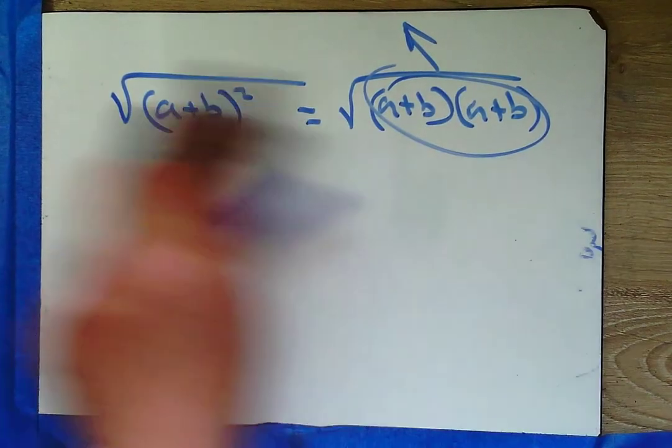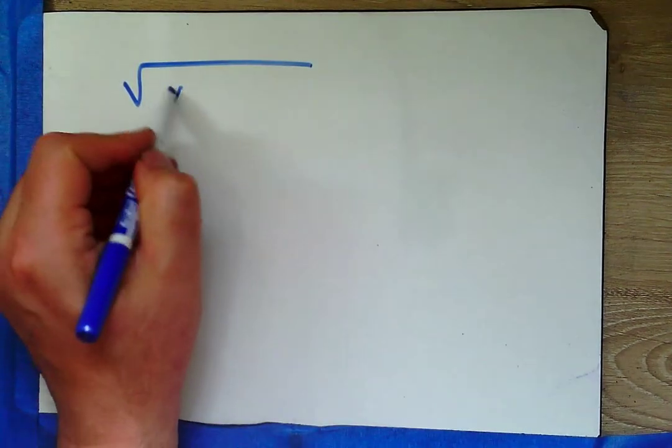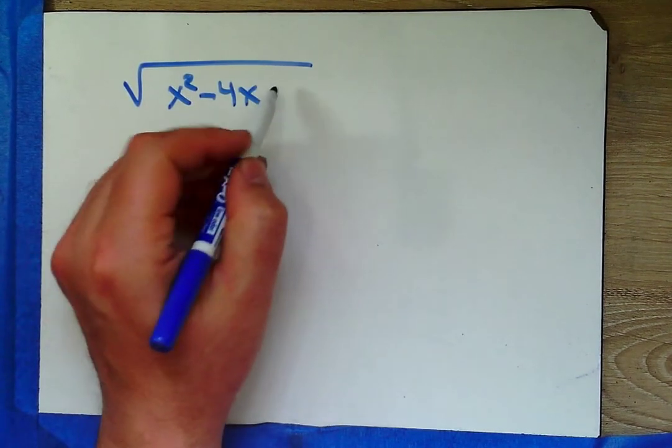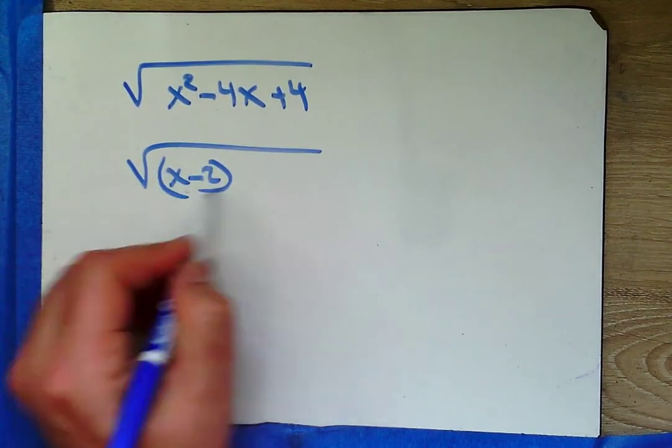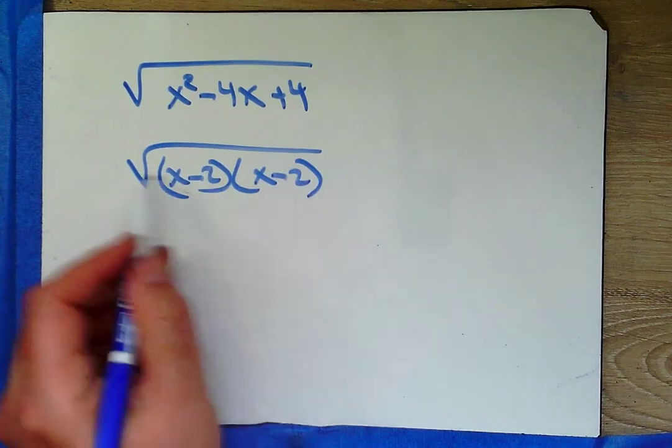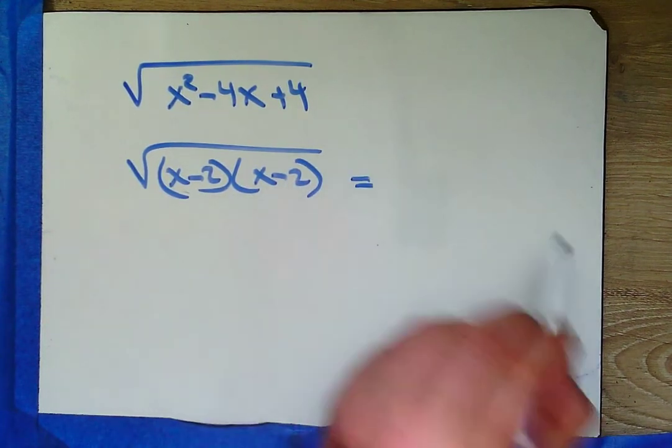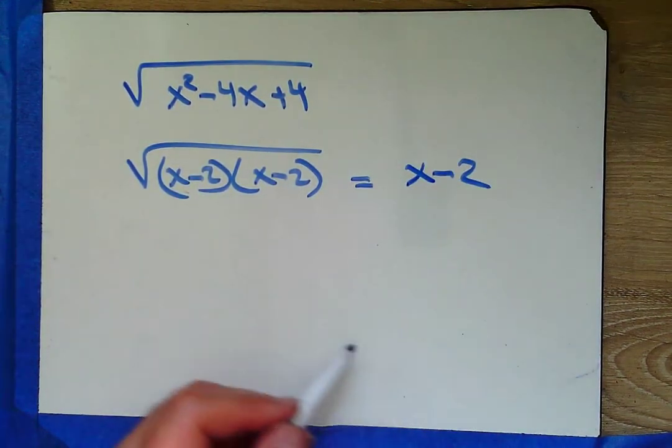Okay. With that in mind, we were able to factor, just like we could here, x squared minus 4x plus 4. This factors as x minus 2 times x minus 2. I've got 2 of a kind, and so I'm going to take out that x minus 2.